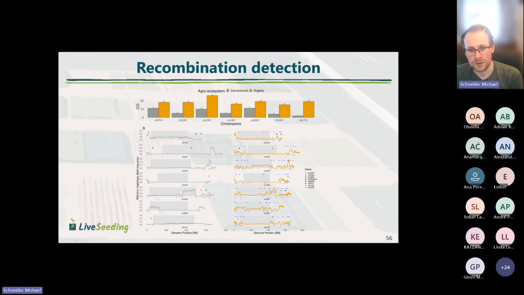We compared the conventional to the organic one, where we can see that the organic has more recombinations in there after 20 years. Does this mean that it gathered more recombination over the time of adaptation? In this particular case, the answer is definitely no, because this is a selfing, self-pollinating crop. So I would say 99% of all recombinations in this population were coming from these initial crosses, and then they were muted. We couldn't see them.